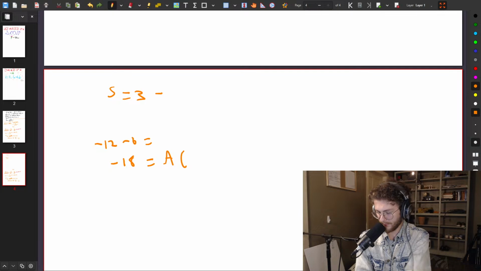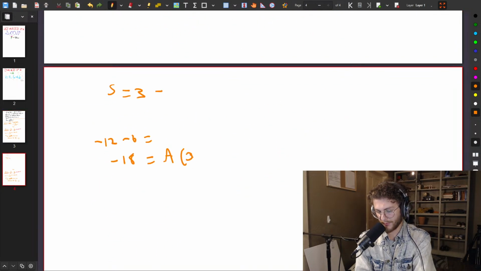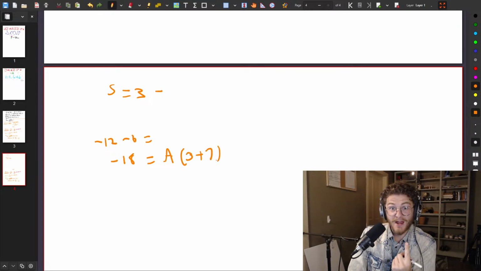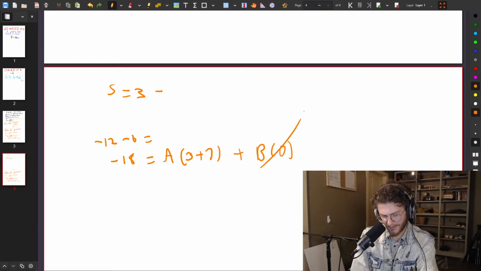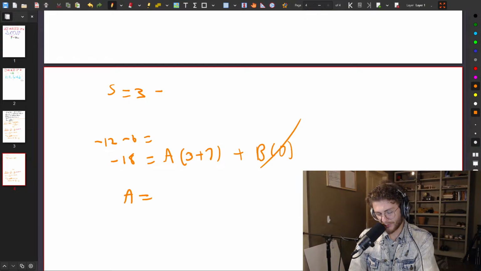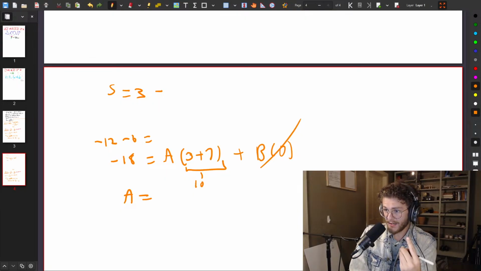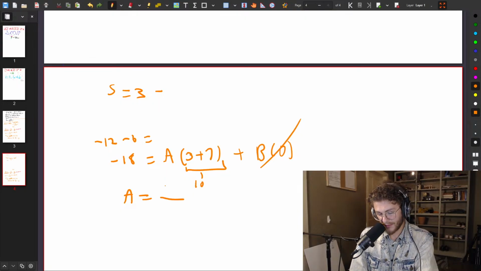a times 3 plus 7, it's 10, just like the last time, plus b times 0, which makes that go away. So now it's 10a. We divide it out, that's a equals negative 18 over 10, which is going to be negative 9 fifths.